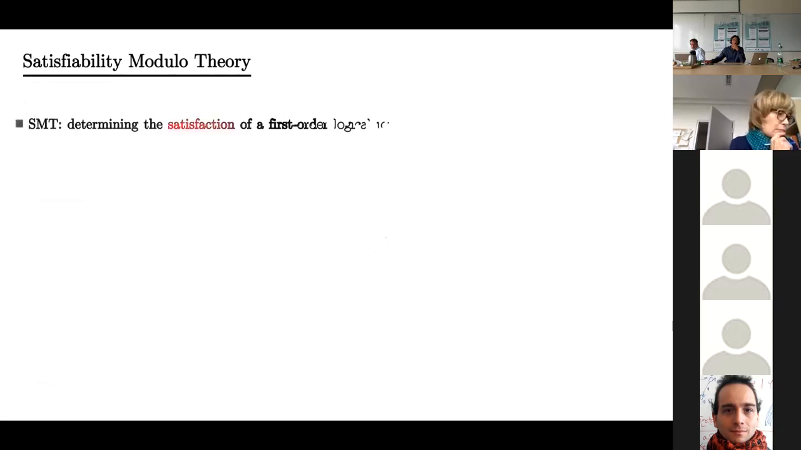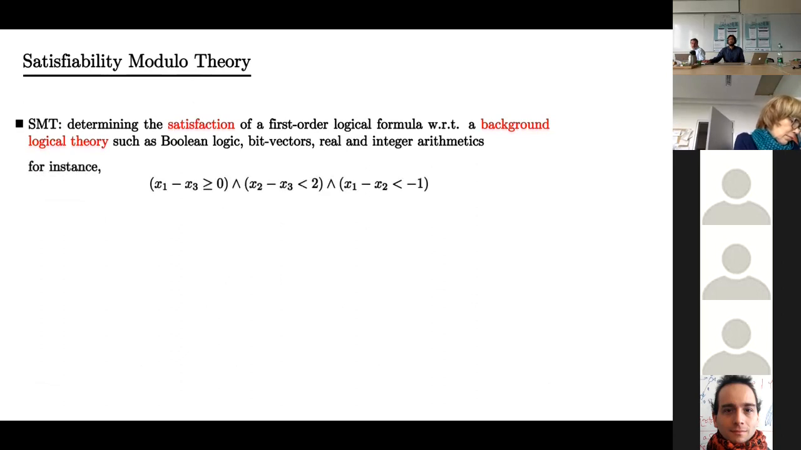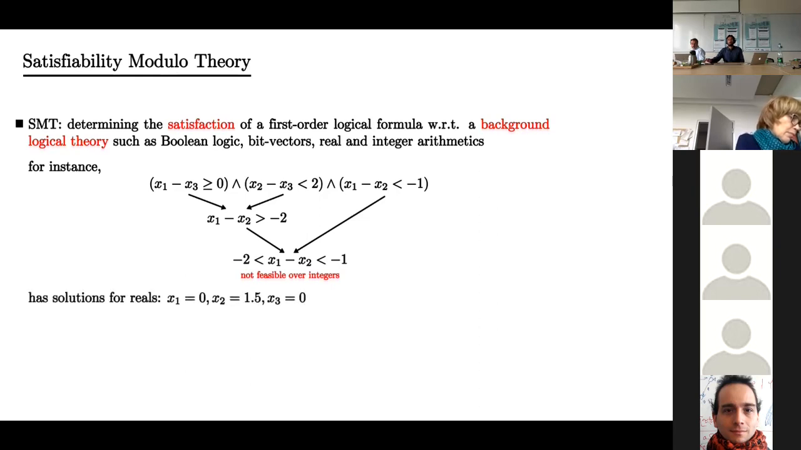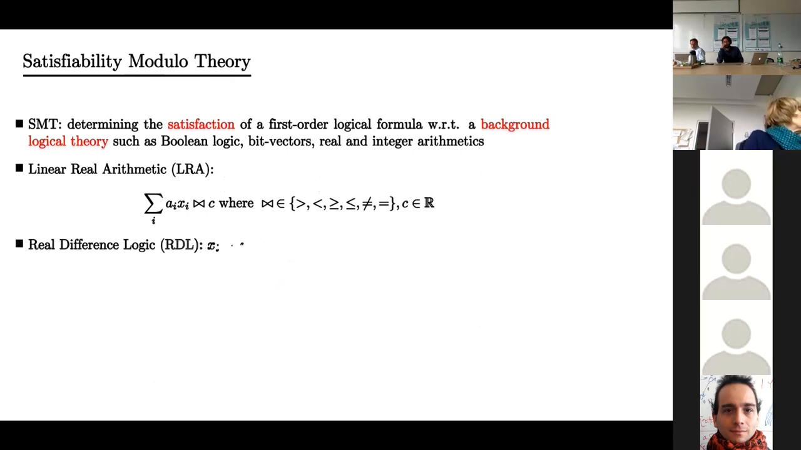We now move to the discussion of satisfiability modulo theory, or SMT. Generally speaking, SMT refers to the problem of determining the satisfaction of a first-order logic formula with respect to a specific background theory, such as Boolean, bit vectors, real and integer arithmetics. For example, this formula has no solution over integers, but has a solution for real numbers. One of the common logics used in SMT is linear real arithmetic, or LRA, where the atoms are in the following form. Real difference logic, or RDL, is a sublogic of LRA where the atoms are restricted to this form.